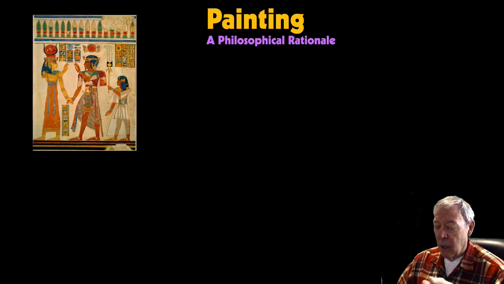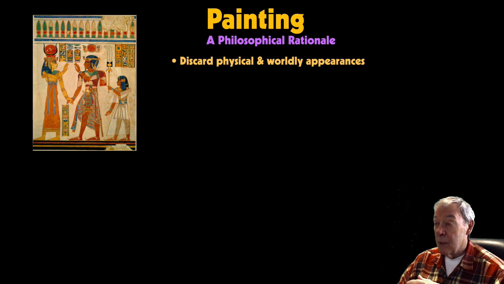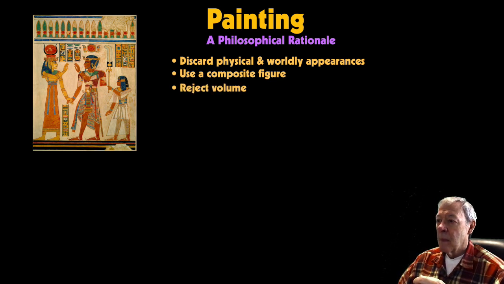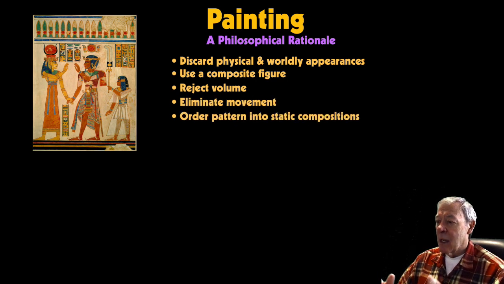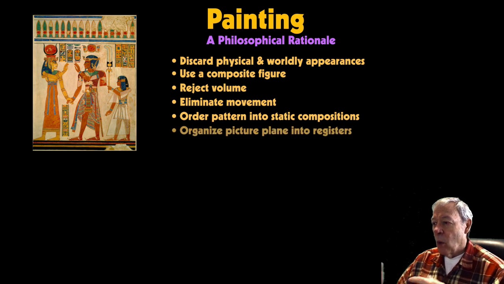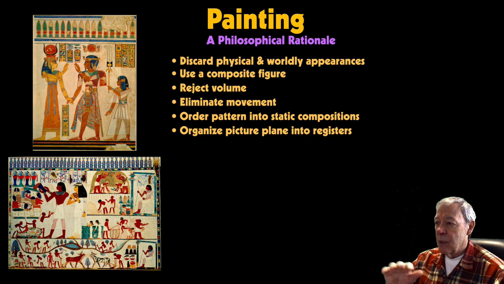So let me take a bit more of a philosophical rationale toward explaining artwork like this. It is so typical of Egyptian painting. I'm going to make a list of things here first and then briefly explain their relevance to their approach. Discard the physical and worldly appearances. Use a composite figure, like we've talked about before. Reject volume. Eliminate movement. Order pattern into static compositions. Organize the picture plane into registers.